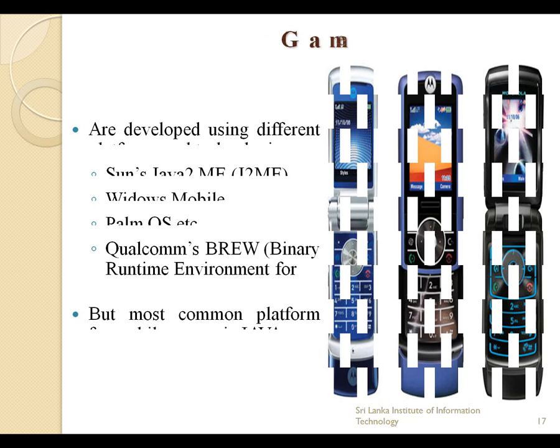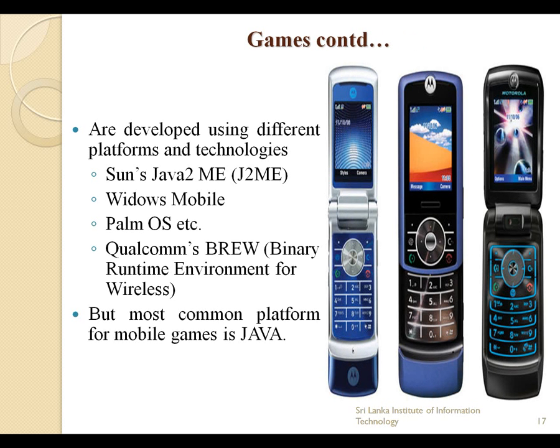In this slide, you can see some different games on three different mobile phones. Mobile phone games are developed using various technologies on different platforms. Some of them are Sun's Java 2 Micro Edition, that is J2ME, Windows Mobile and Palm operating system, etc. But the most common platform for game development is the Java platform.